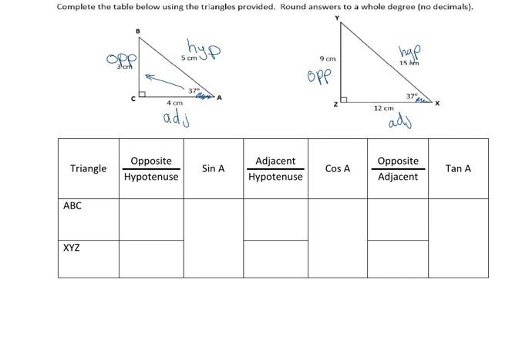Now they're asking you to go with opposite over hypotenuse, so let's find the opposite over the hypotenuse in triangle ABC. In triangle ABC, my opposite is 3 centimeters, yes? And my hypotenuse is 5. So what's 3 divided by 5? 0.6. Just 0.6? Yeah, exactly.